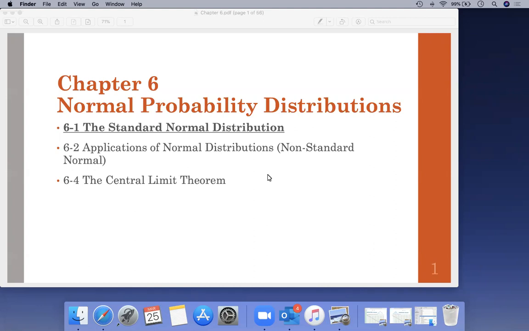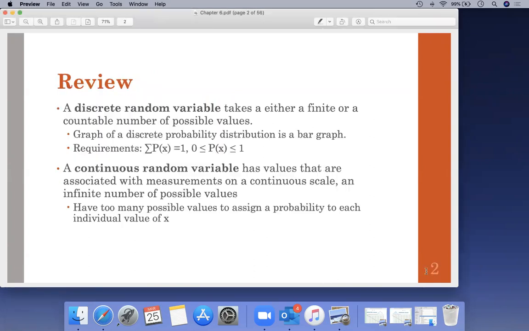Chapter 6, Normal Probability Distributions. Under this chapter, we have three sections: 6.1, 6.2, and 6.4. First, I will do section 6.1, the standard normal distribution. But before that, we have some review. Under that, we have two parts.